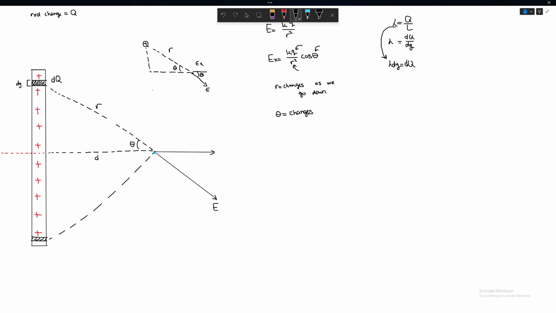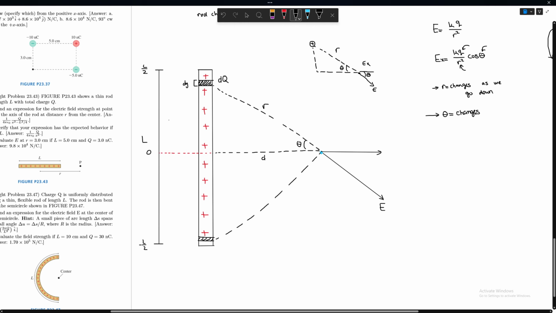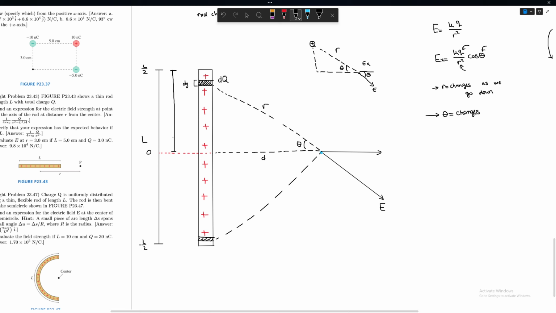Because remember how we said the problem is my r changes and my theta changes? And now we have something called dy. And as I'm going down, well, this dy doesn't necessarily change, but how to calculate my dy changes. And so the problem is, how do I get my dy? And so what I'll say is, this is my y-axis. This is my y-axis, right? And this is my negative y-axis.